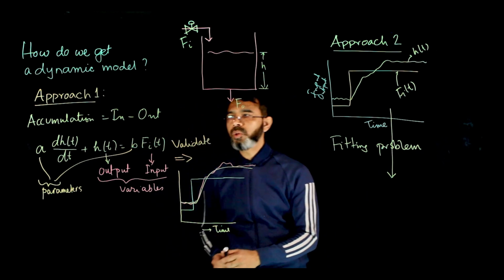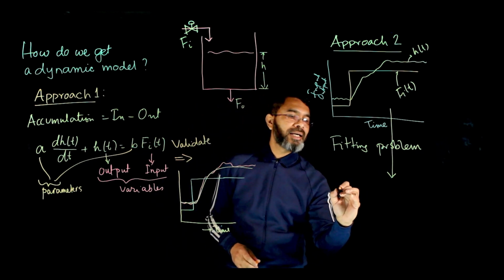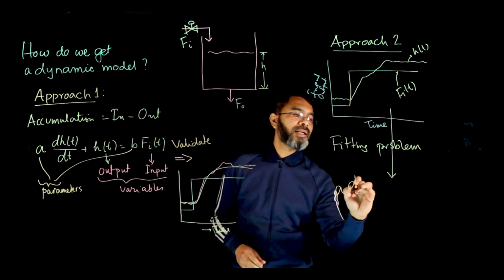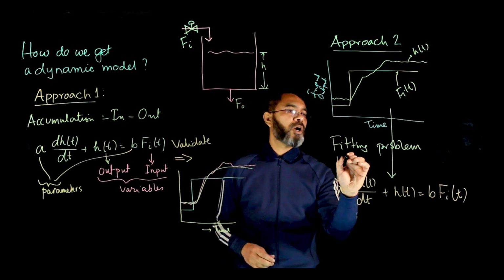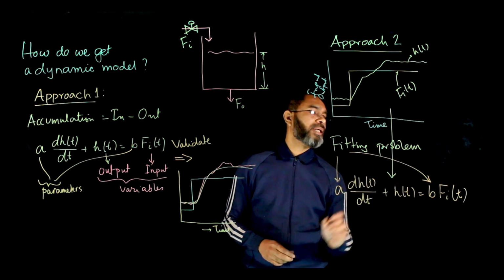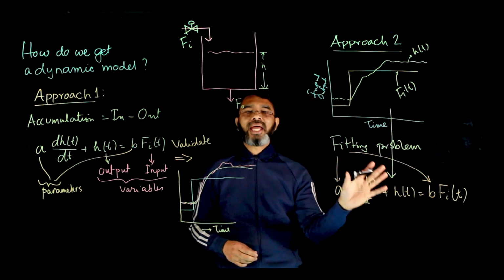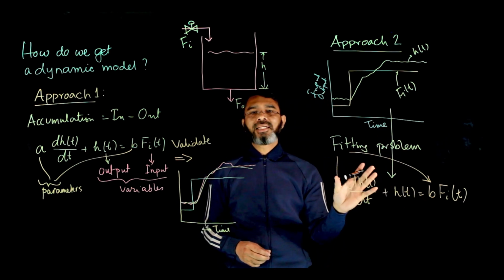what you are trying to do is get the model. So once you get the structure, the model fitting problem will give you these two parameters. So this is the second approach to get the model.